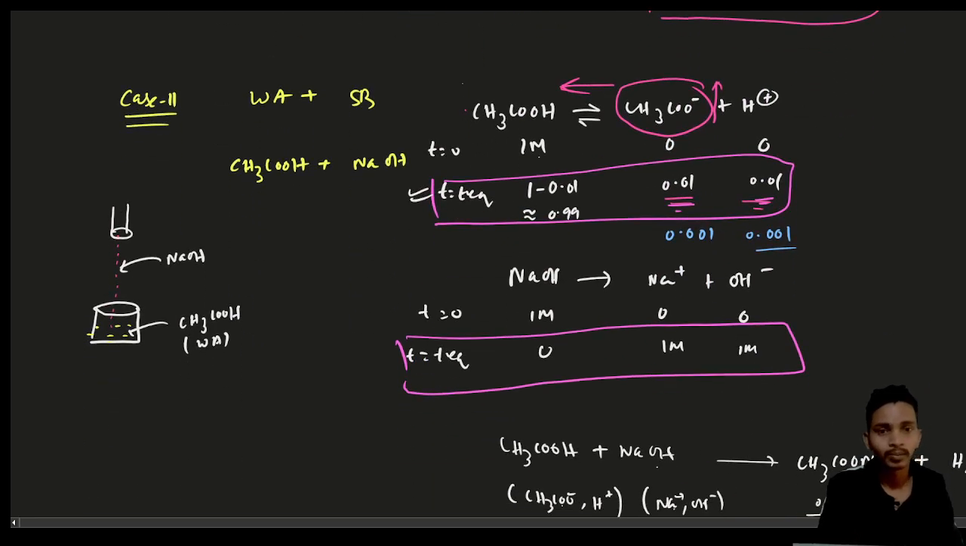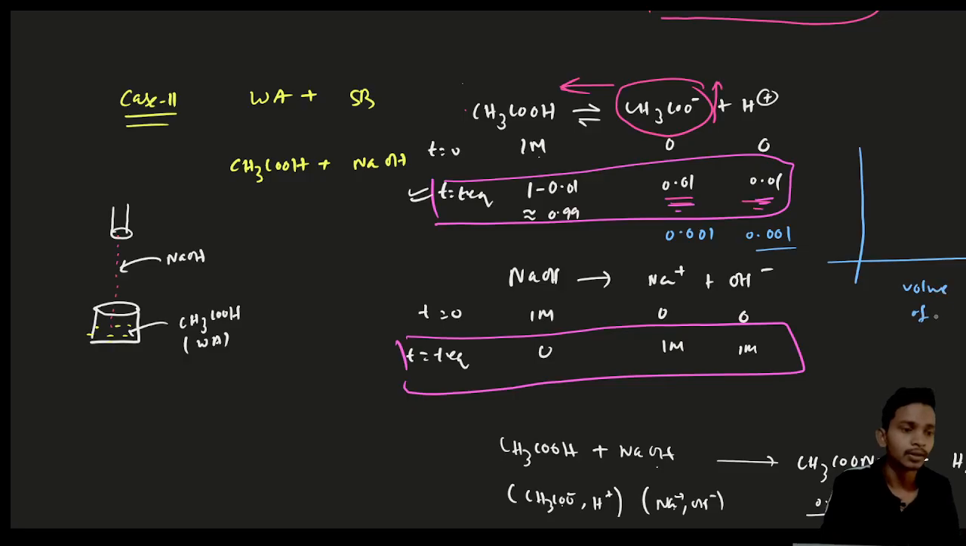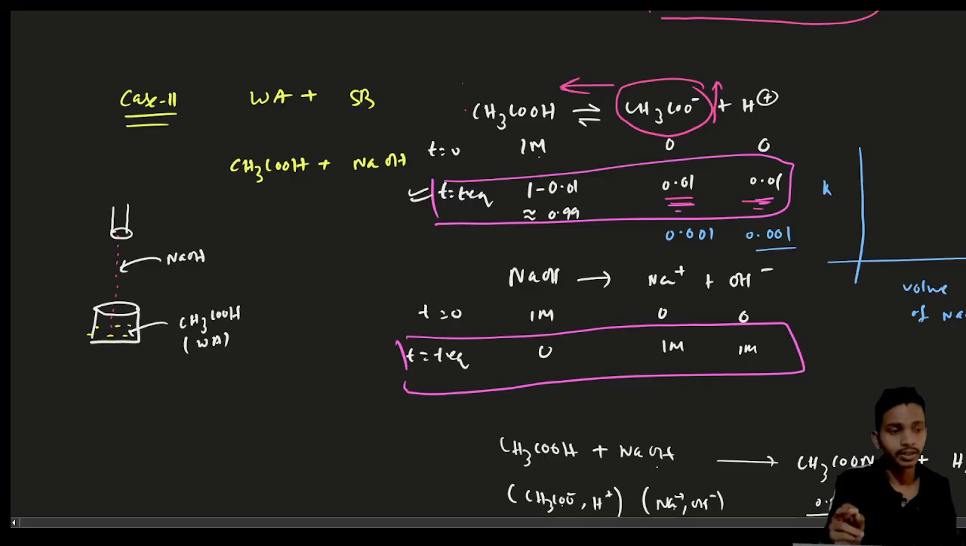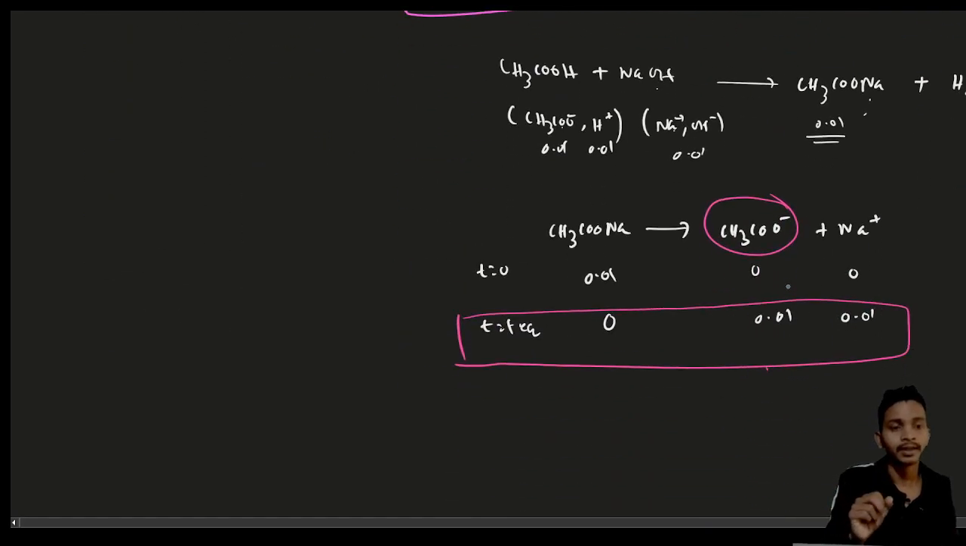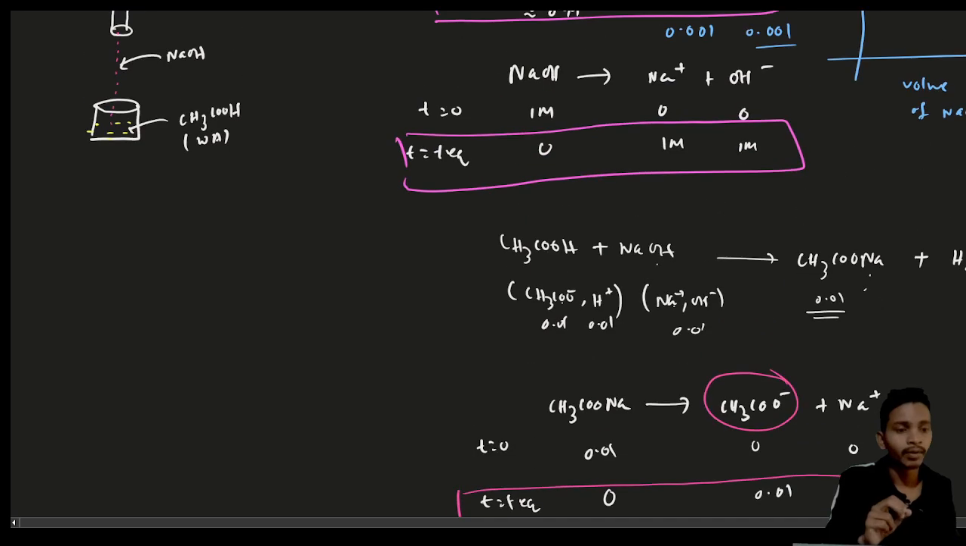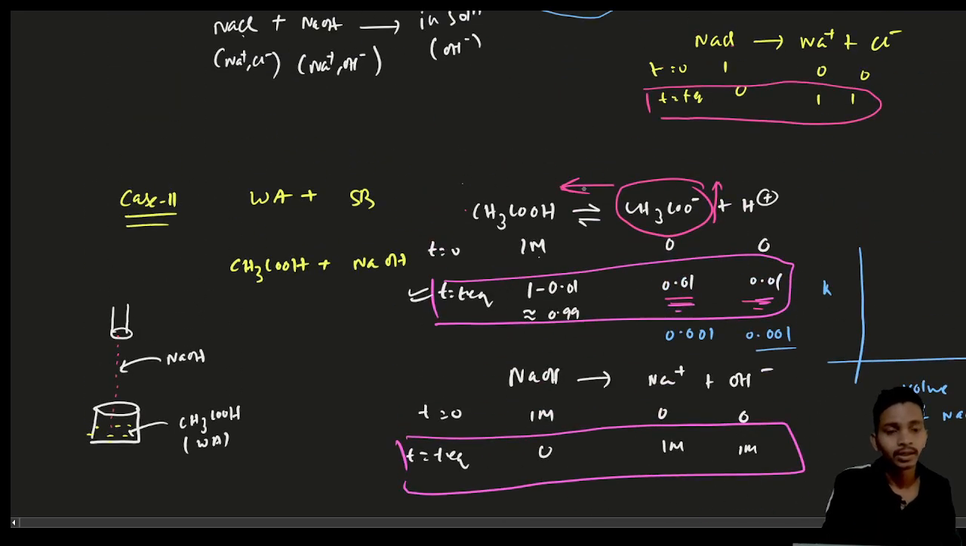That's why whenever we do the plots, this is volume of NaOH and this is conductance. Whenever you are adding NaOH to CH3COOH, whenever I add one drop of NaOH, then these things happen, and this forms, and due to the common ion effect it may become a problem for the acid to dissociate.